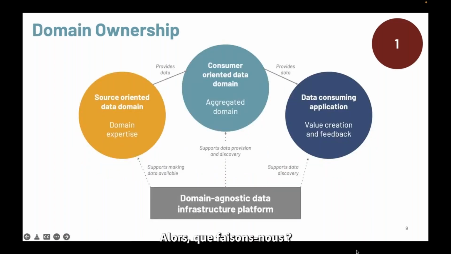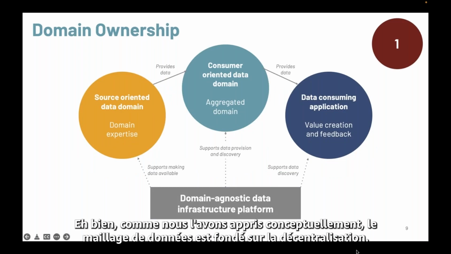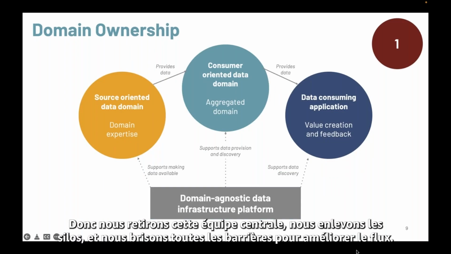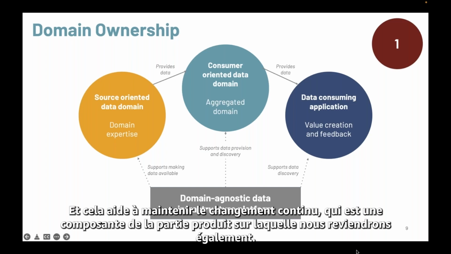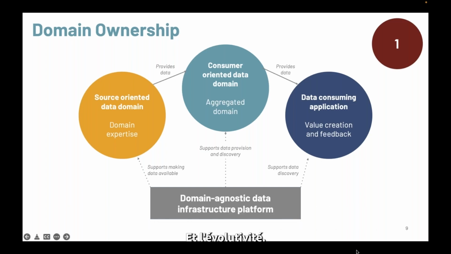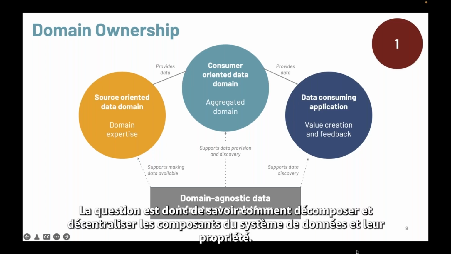So what do we do? Well, as we've learned, conceptually, data mesh is founded on decentralization. So we take away that central team, we take away the silos, and we break down any barriers to improve flow. So we distribute responsibility to the people that are closest to the data, and this helps us support continuous change, which is part of the product piece that we'll come to as well, and scalability. So the question really is, how do we decompose and decentralize the components of the data system and their ownership?